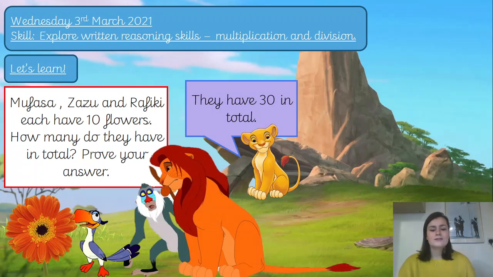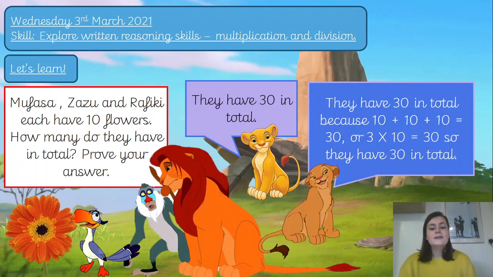Okay, well done. So, I've forgotten his name. Simba. Oh my goodness. Simba says they have 30 in total. Nala says they have 30 in total because 10 add 10 add 10 equals 30, or 3 multiplied by 10 equals 30. So they have 30 in total. Now hopefully you said something similar about 3 multiplied by 10, or you've got 3 groups of 10 equals 30 when you were talking about your answer today.